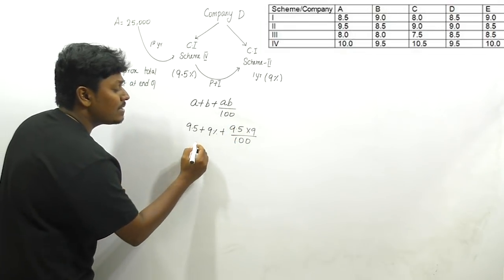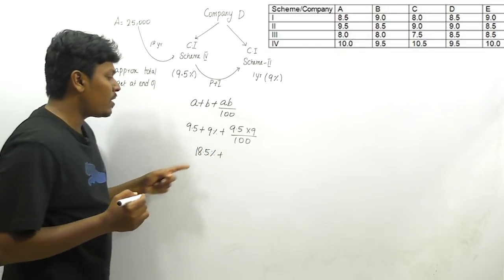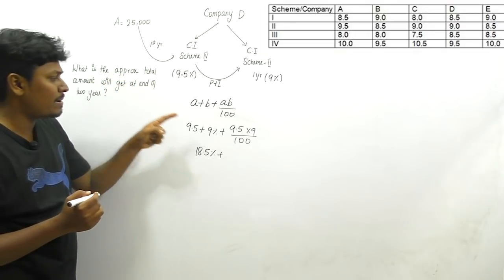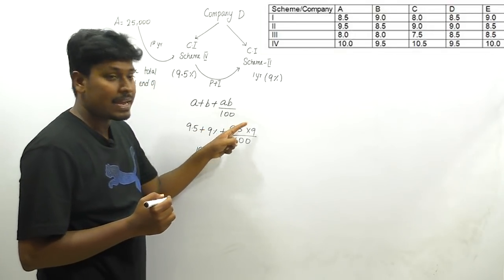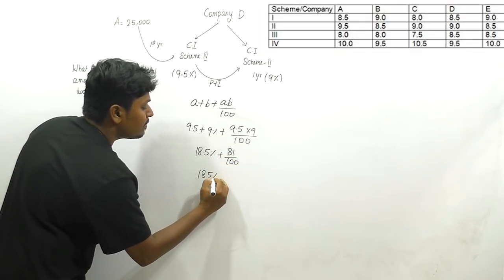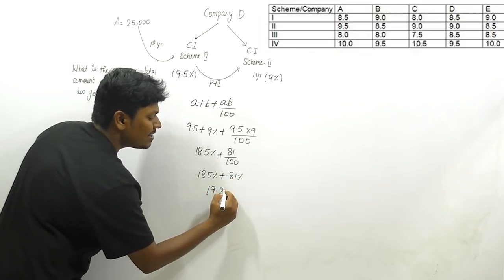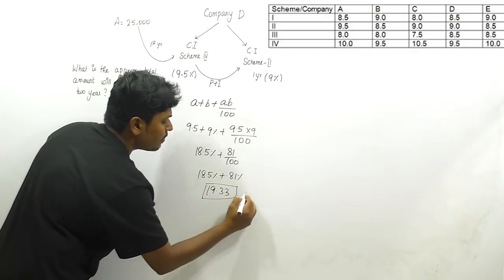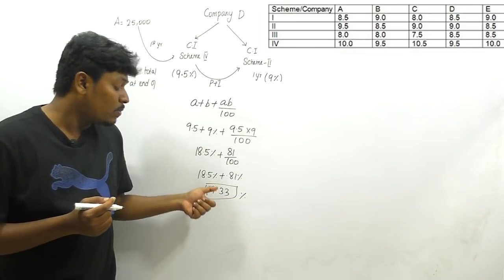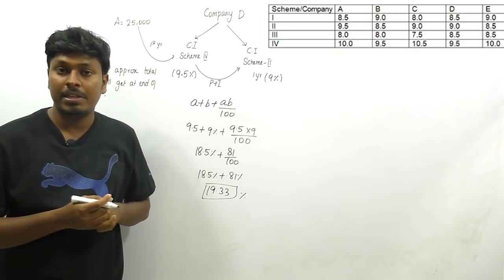So 9.5 plus 9 is 18.5%. Friends, 9.5 into 9 is an approximation, right? They are talking about approximately. Let me take 9.5 as 9. 9 into 9 is 81 by 100. So I can say that 18.5% plus 0.81% is approximately 19.3 percent, friends. So approximately we have calculated 19.33%. We need to calculate the interest amount. Then only we can add the principal and the interest to obtain the overall amount.